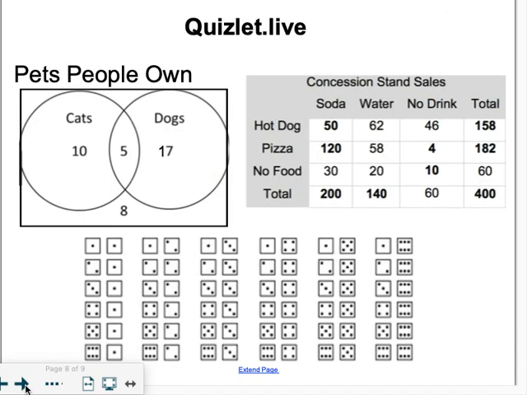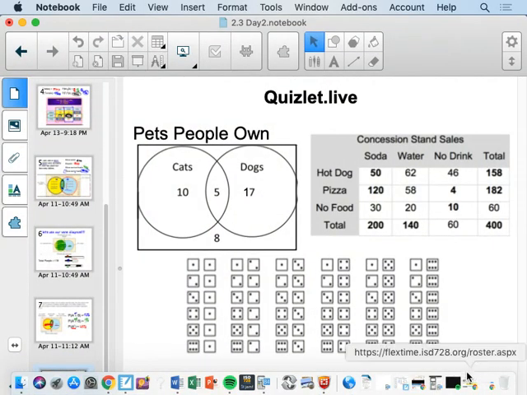So that is it for today's lesson on 2.3 day 2, dealing with and or in both Venn diagrams and two-way tables.